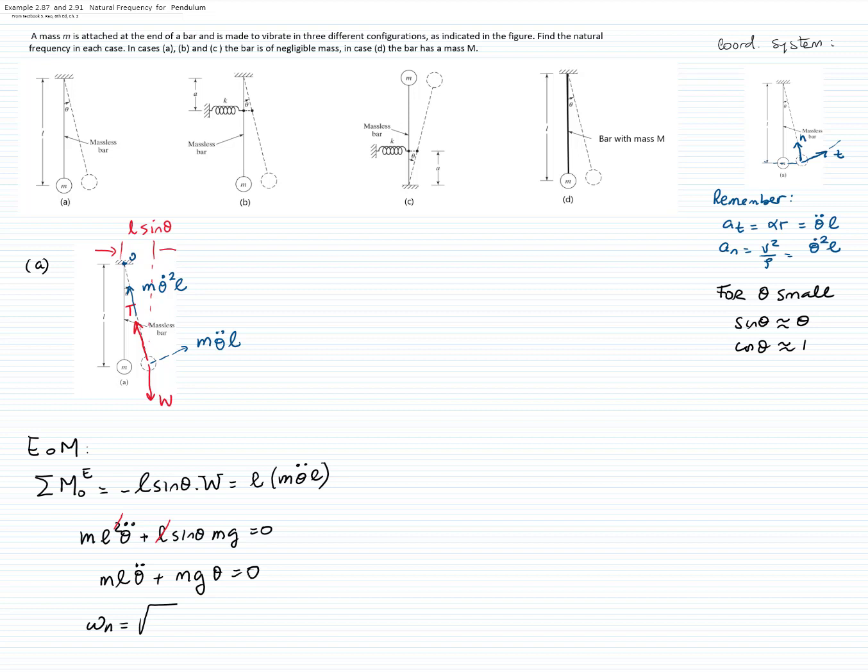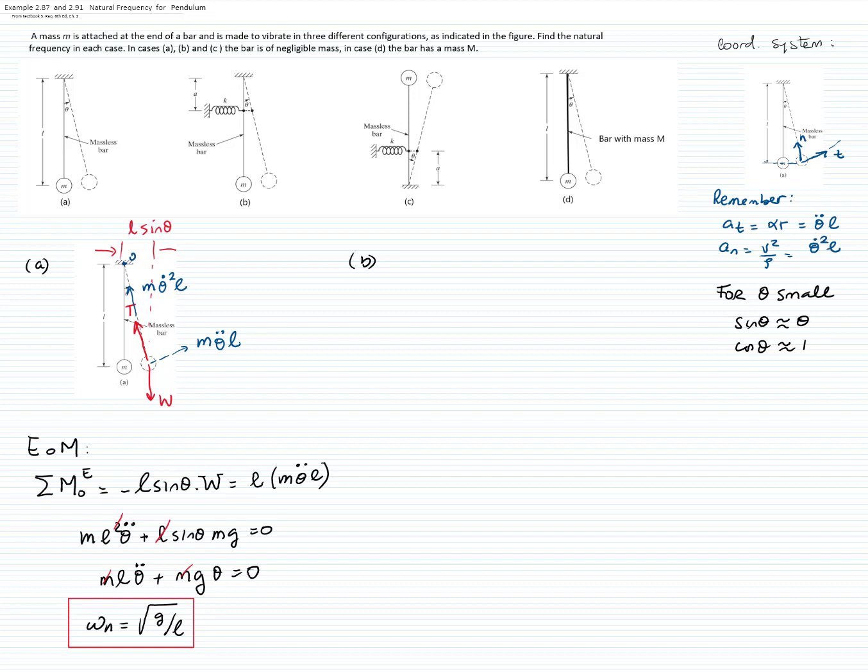Notice that the natural frequency of a pendulum is independent of the mass, and therefore independent of the weight, and independent of the material of that ball or that mass. It's only a function of the gravity and the length of the pendulum. Let's analyze case B.